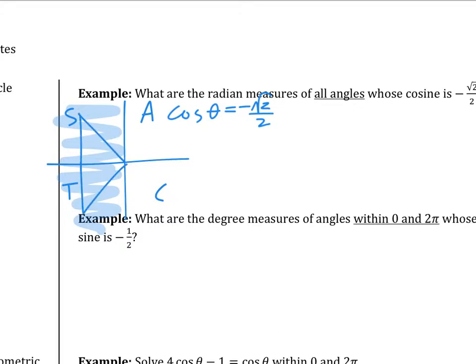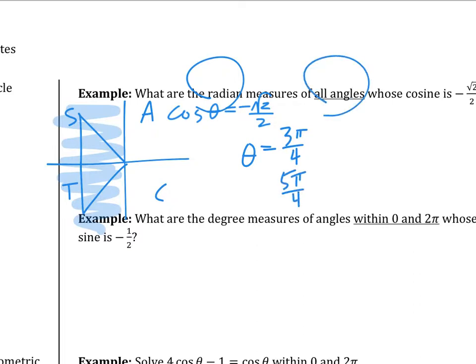Now, you're not going to use your calculator. You're going to think. On your unit circle, have kind of a mental picture of your unit circle. Which angles will give cosine a negative square root 2 over 2? So which angles give the x direction a negative square root 2 over 2? 135 and 225, correct. However, in radians: 3 pi over 4 and 5 pi over 4, correct.